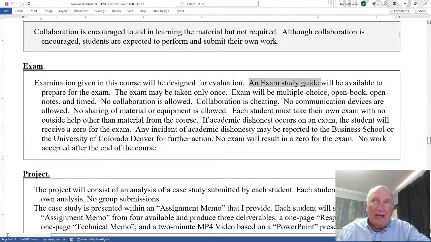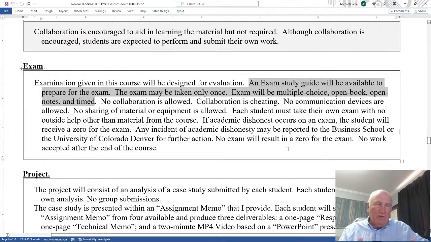An exam study guide will be available to prepare for the exam. The exam may be taken only once. Exam will be multiple choice, open book, open notes, and timed. Well, open notes is the exam study guide. You can have all that in front of you. So a lot of the exam is understanding the question, understanding the answer, knowing where to find the material, and putting them together. So that's how I've designed the evaluation part of the course.